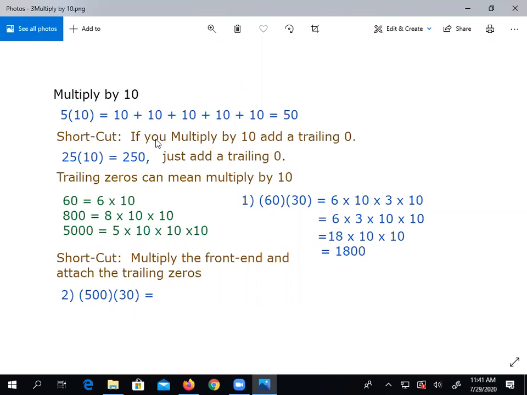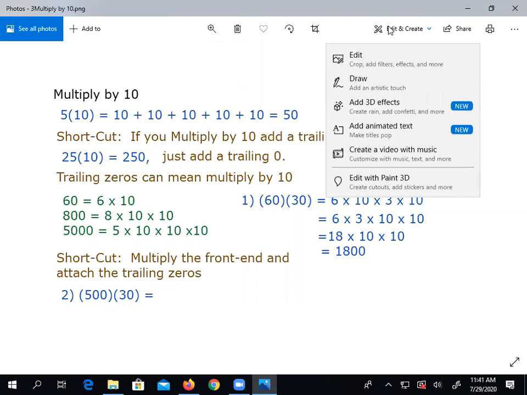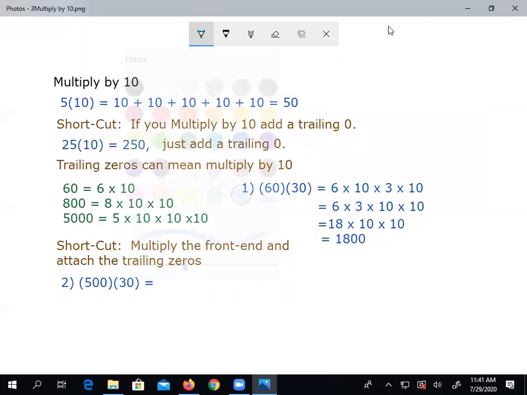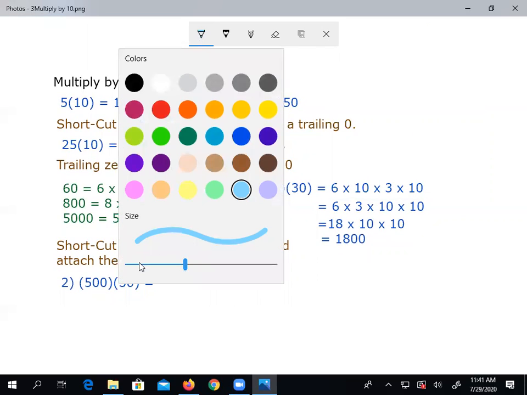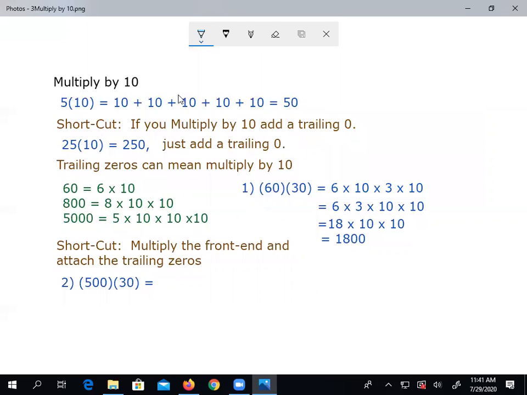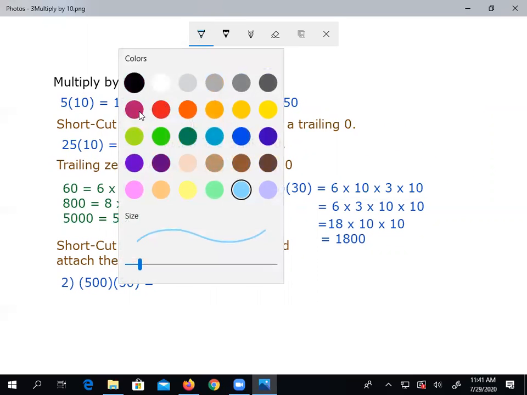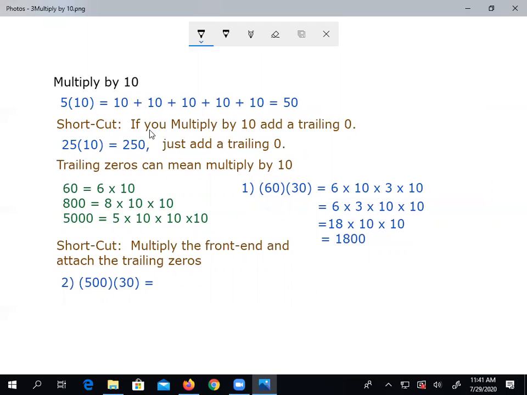But also in math, there's what's called a shortcut. And that shortcut is, if I can find my little guy up here, he's right behind. There he is over here, okay. Draw. So the shortcut says if you multiply by 10, all you have to do is add a trailing zero.